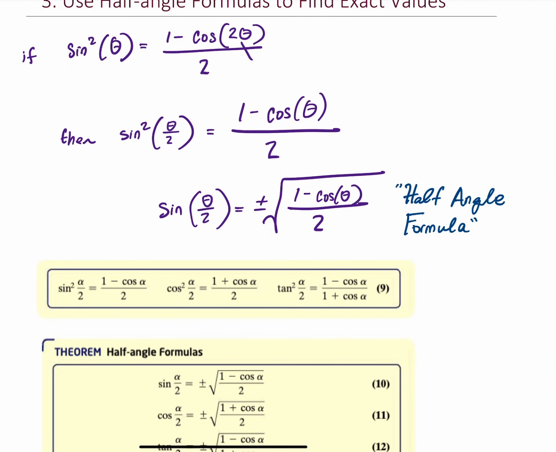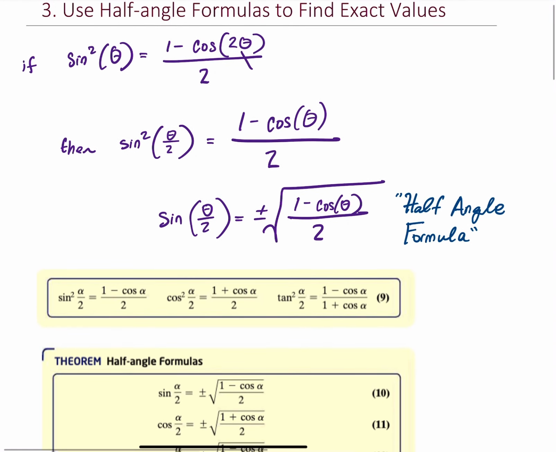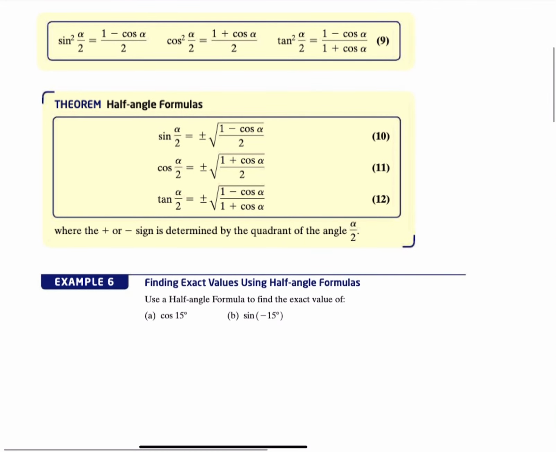So just to explain where these are coming from. We can see the same statement here. We have a similar one for the cosine that we saw earlier, and also for the tangent, just in terms of expressing it as a half angle. And then if you take the square root of both sides for each of these, we get what they're calling half angle formulas.